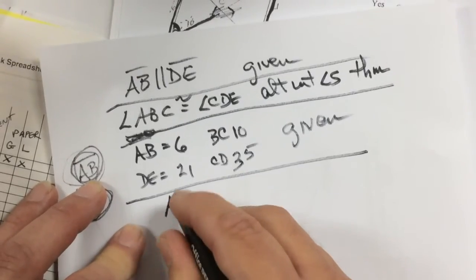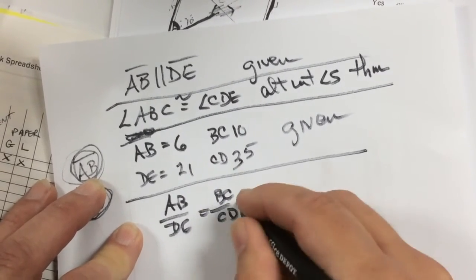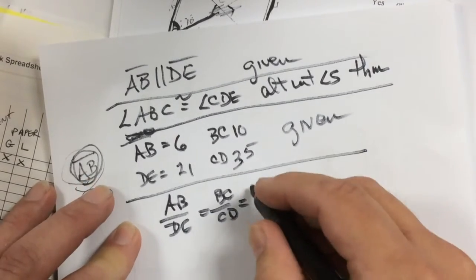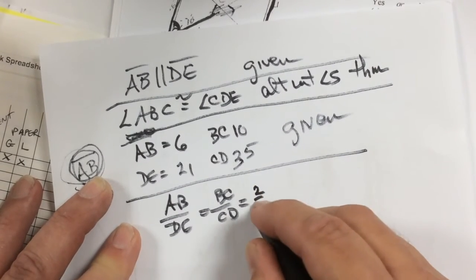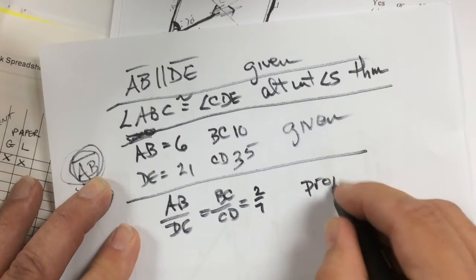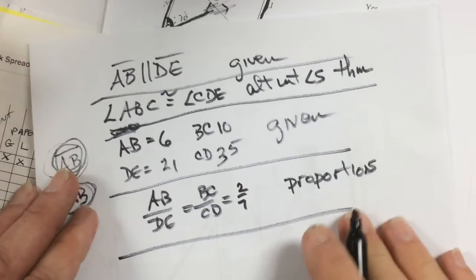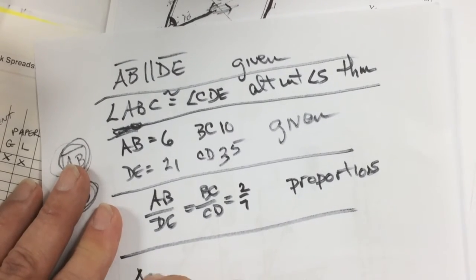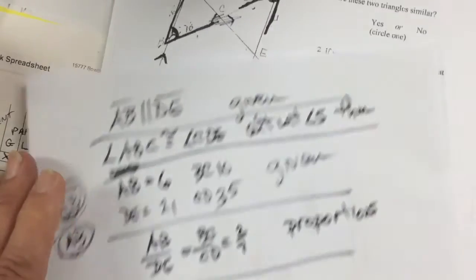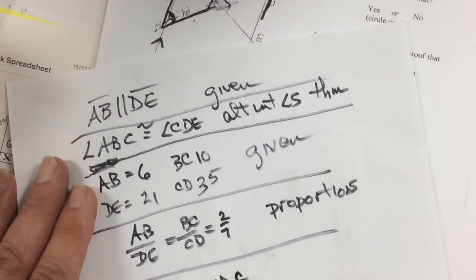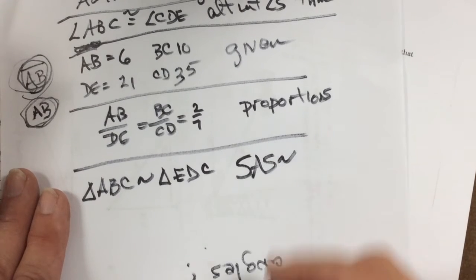Now I can say AB over DE is equal to BC over CD, and that's equal to, what did we say? We said it was 2 over 7. Those are just proportions. That's all you write. And now you have enough so that you can say triangle ABC is similar to triangle EDC. Okay? And why? Because of side angle side similarity.